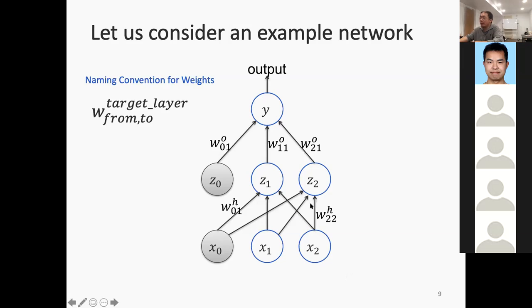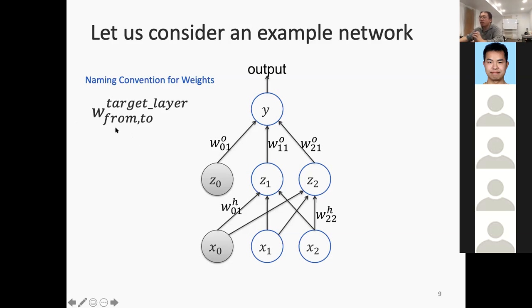We can take a look at this particular weight. The edge this weight stays on points to the hidden layer, so the target layer is the hidden layer, and the superscript for this weight is H, which represents the hidden layer. Does it make sense? Of course, if you have multiple layers, we can also index each layer by 1, 2, 3, 4, 5. Then we just replace the target layer by the layer number that the corresponding edge points to.